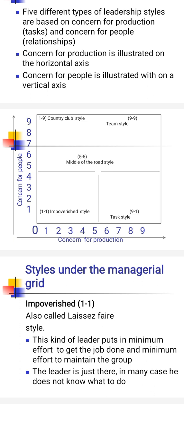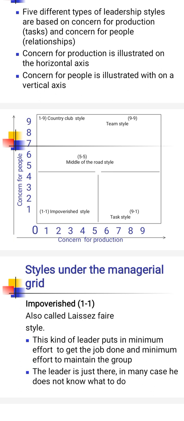drawn, and you see on the x-axis we have concern for production, then on the y-axis we have concern for people. We have 1-1, that is the impoverished style. It is 1-1, meaning that there is low concern for production and low concern for people.